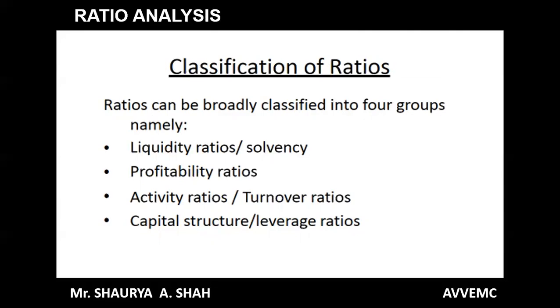Now, classification of ratios. Ratios can be broadly classified into four main groups. The first amongst that is liquidity ratio or solvency ratio. Second is profitability ratio. Third is activity ratio or turnover ratio. And the fourth is capital structure or leverage ratio, right? All these four ratios will again have sub heads in them. These are the main four heads in which we can classify the ratios.